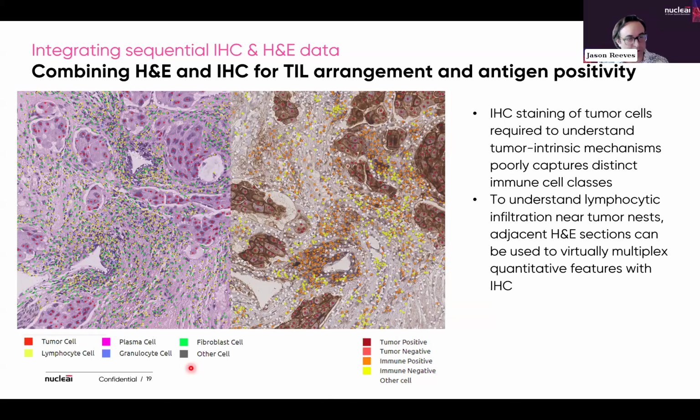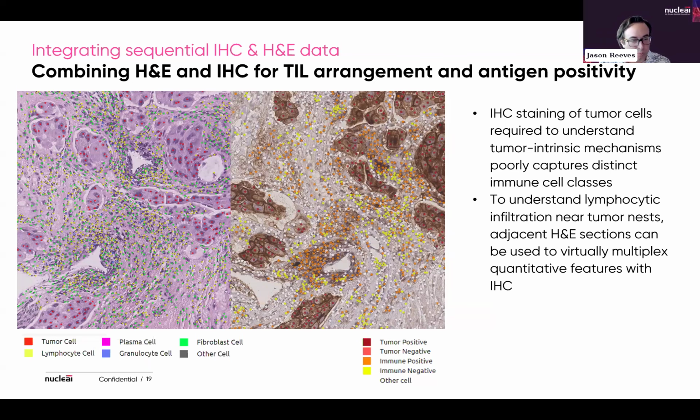With H&E, you can actually capture more robust subtypes of cells, such as lymphocytes, granulocytes, and plasma cells, because the hematoxylin stain has better definition of the cell structure for those cell types. And so if you needed to understand the relationship between tumor positivity and lymphocytic cell infiltration, rather than just general immune cell infiltration, a combination of these two assays may be more powerful than either assay on their own.